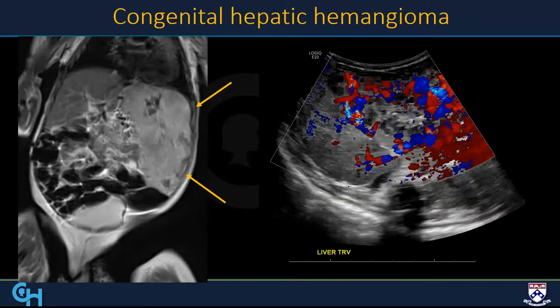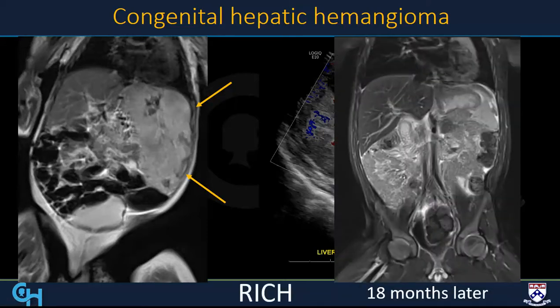So this is a congenital hepatic hemangioma in this baby. You can appreciate this enormous tumor coming off the left lobe on this coronal T2-weighted MRI. On ultrasound, you can appreciate how vascular this lesion is. The interesting thing about this patient is that on follow-up, about 18 months later, the lesion was completely gone without any intervention. So this is a rapidly involuting congenital hemangioma.